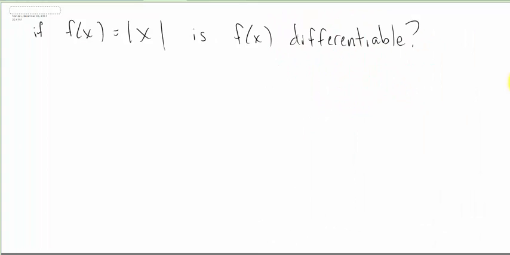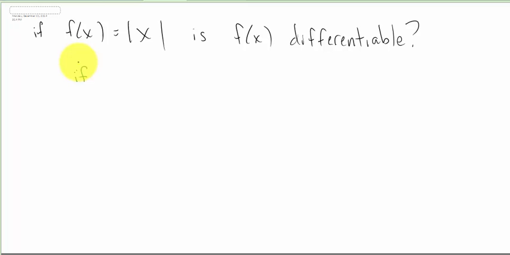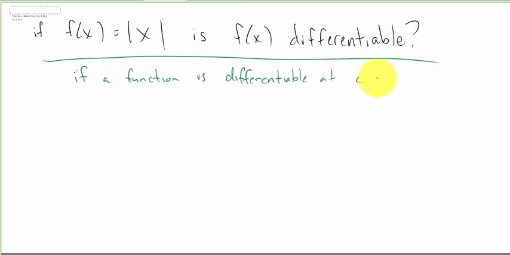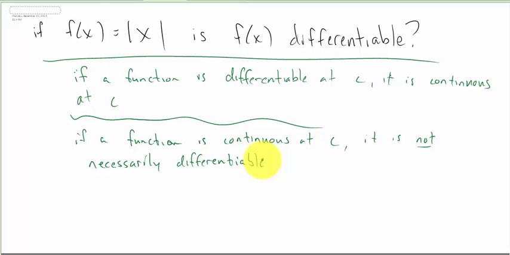So what this tells us is, I'm going to give you two statements here. If a function is differentiable at c, it is continuous there. So if you're able to find the derivative at a particular point, you know that it's continuous. However, if a function is continuous at c, it is not necessarily differentiable, as we saw with the absolute value graph and the square root graph.